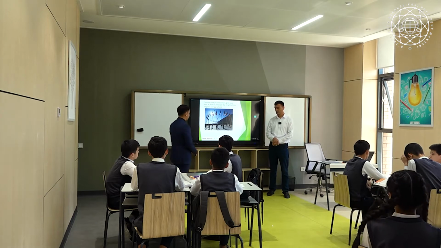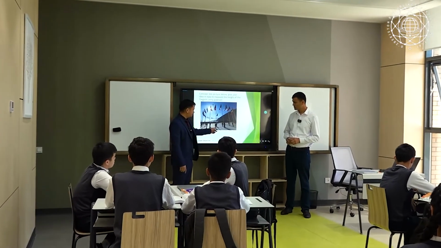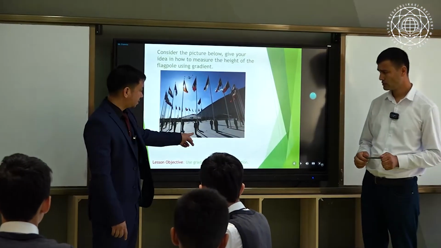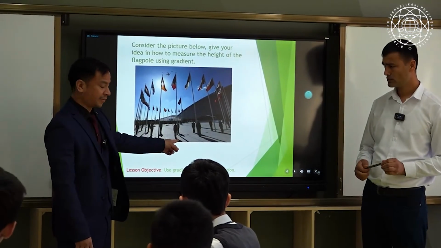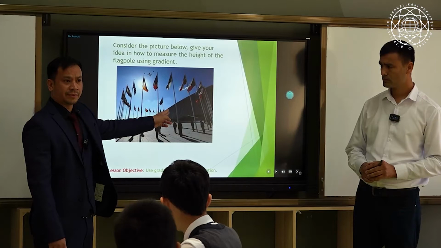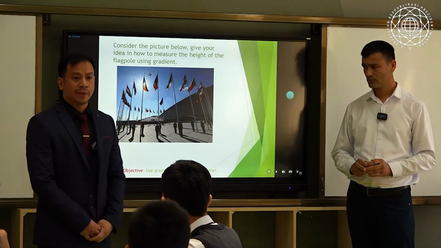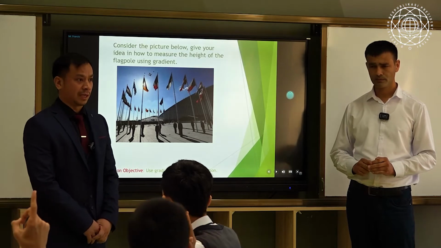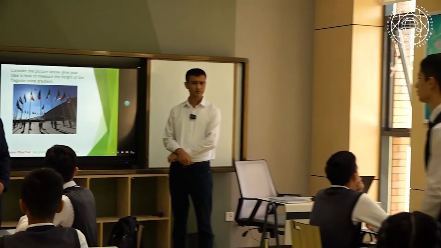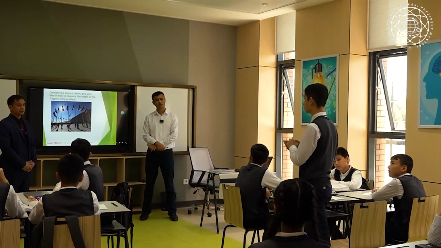If I gave you, let's say for example, I will measure the height of this person, let's say at 1 o'clock in the afternoon. And then I will measure the shadow of the pole after 1 hour. Do you think the shadow would be the same? No. Why? No, it will not be the same because the sun is moving.